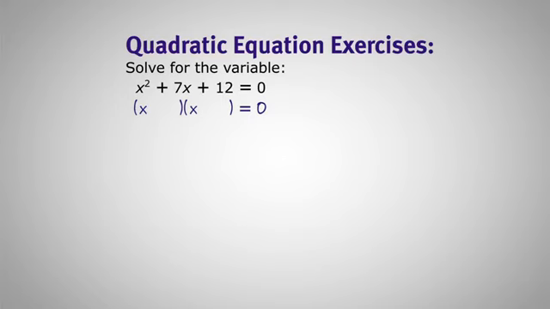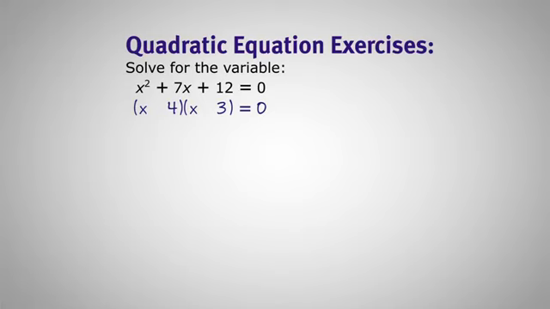In order to determine which set of factors to choose, we need to take a look at the middle term. When combined, the set of factors has to equal positive 7. So we're going to choose the factors 4 and 3 in our binomials. Now our last step is to figure out the signs of both of the binomials. The 12, our last term, is positive, which means that both of the signs of our binomials must be the same, either both positive or both negative.